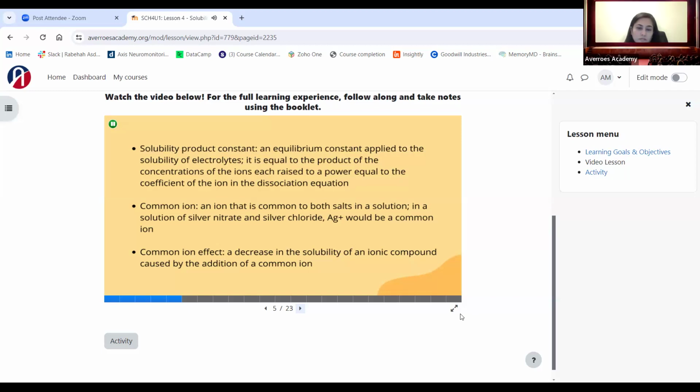And by definition, when we refer to a common ion, we're referring to an ion that is common to both salts in a solution. So in a solution of silver nitrate with silver chloride, for example, the silver ion, Ag+, would be a common ion. And the common ion effect is a decrease in the solubility of an ionic compound caused by the addition of a common ion. We'll talk more about the solubility product constant as we get going.